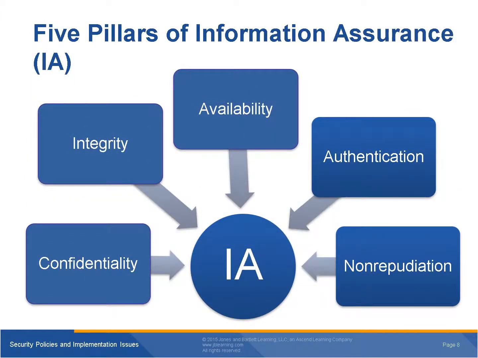Then we have the five pillars of information assurance, IA. So they are confidentiality, integrity, availability, authentication, and non-repudiation.